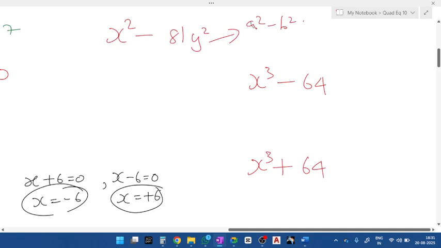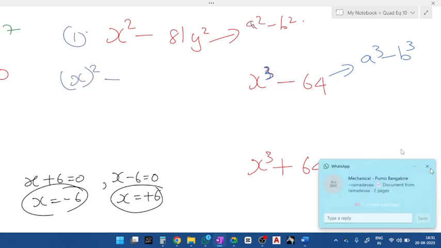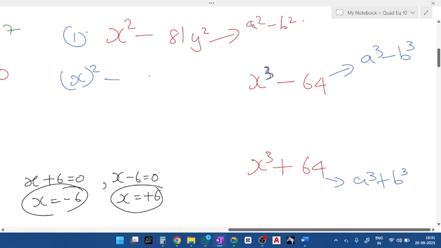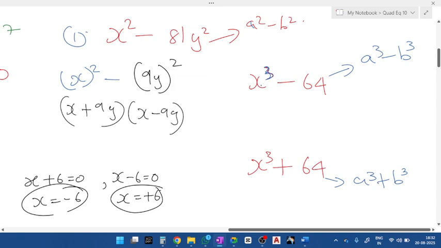A square minus b square, you'll have a question. Which formula can we use here? There is a cube here. So which formula can we use? Cube and minus, we can use a cube minus b cube. And for this, we can use a cube plus b cube. Okay, how do you convert this first question? X square, x the whole square minus. How do you convert this 81 y square? Naomi, mute and respond. 9 into y the whole square. Now what's the answer? X plus 9y into x minus 9y.